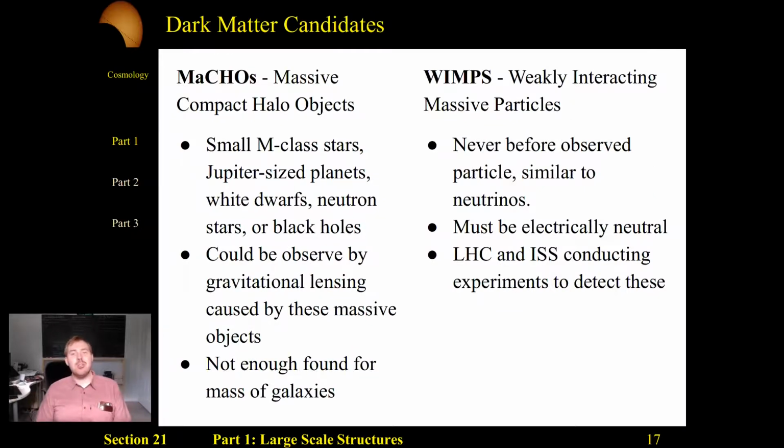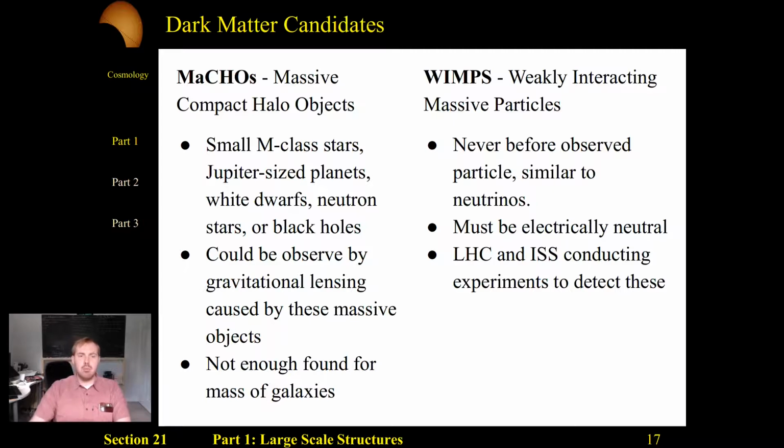So, what are some dark matter candidates? What are some things that we think might be dark matter? And this is an oversimplification, but we have basically two categories. We could have what we call MACHOs or WIMPs. And the naming convention is meant to evoke what these objects could be. So let's go with the MACHOs first. These could be called massive compact halo objects.